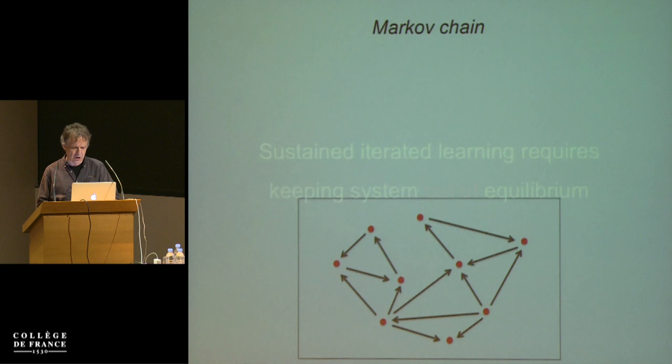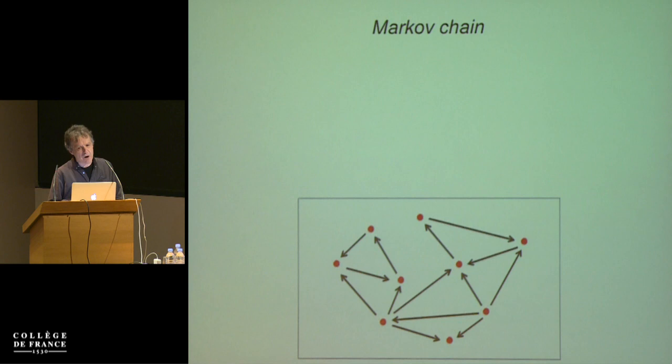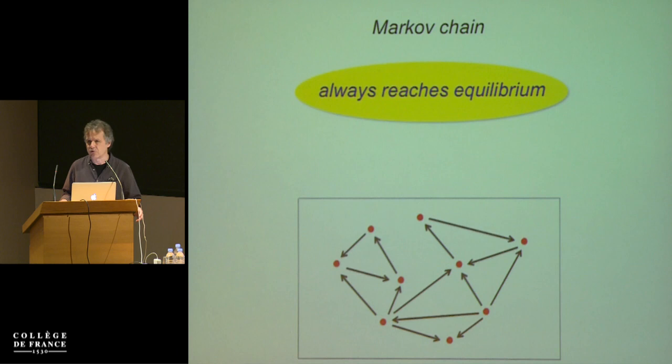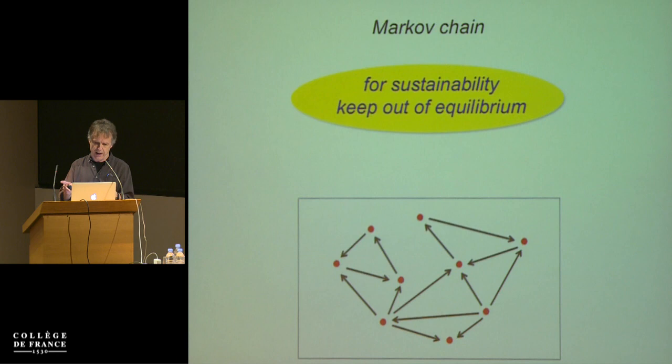Let me explain. This is the angle that I want to talk about. When you have a Markov chain, which is at equilibrium, it always reaches a stationary distribution, minus some technicality of no importance. Which means that after a while, the whole system runs without energy from the outside, and you can no longer tell the direction of time. You can no longer tell whether it's going one way or the other.